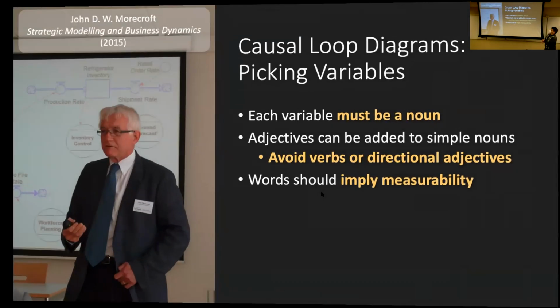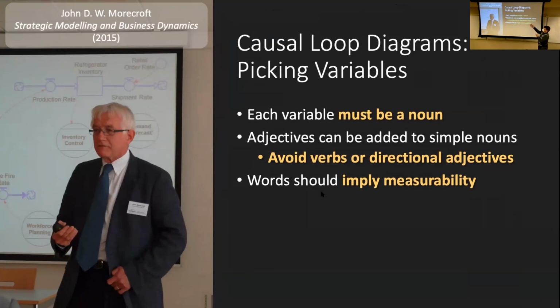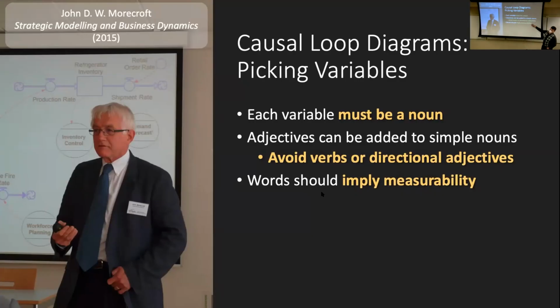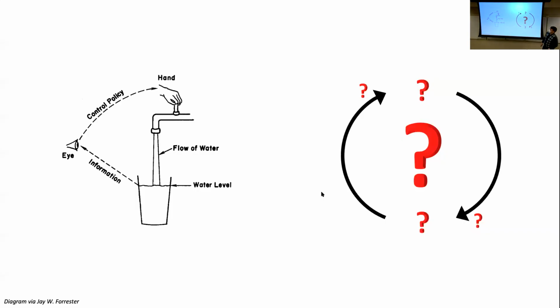Great, okay. So this is the same sort of thing. Moorcroft tells us that words should imply measurability, which is a nice little tip. This is just restating the stuff from the previous slide. So from there, we should be able to start drawing these causal loop diagrams.